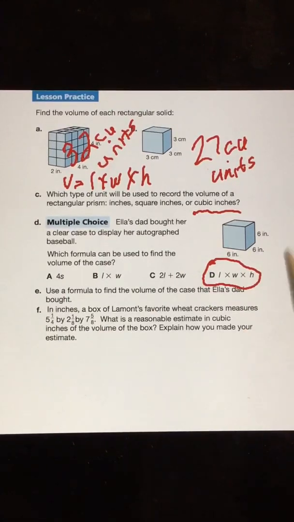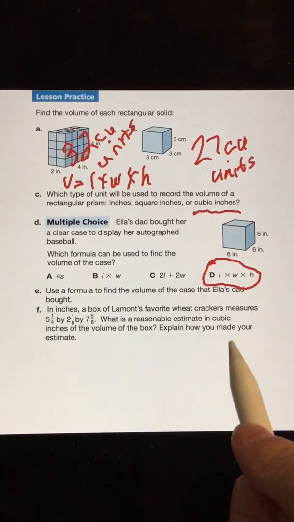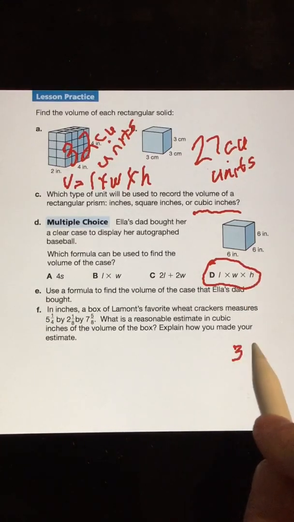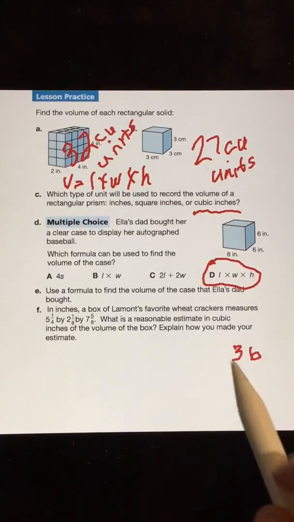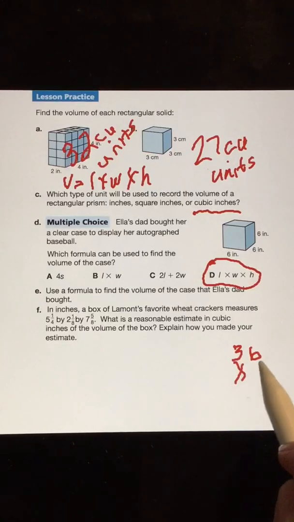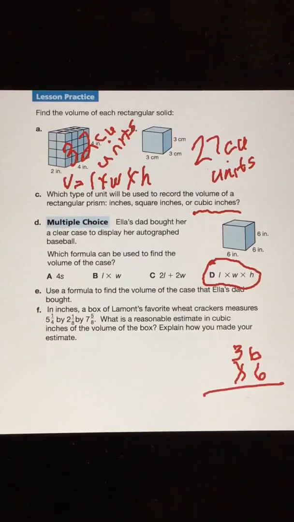All right, use the formula to find the volume of the case that Ella's dad bought. So I have 6 times 6, which is 36, and then I have times 6 more. I'm sorry, my writing with this pen is not always so good. 6 times 6 is 36. 3 times 6 is 18 plus 3. I have 216 cubic units, or cubic inches actually, since I see that I have inches here, in Ella's display case.